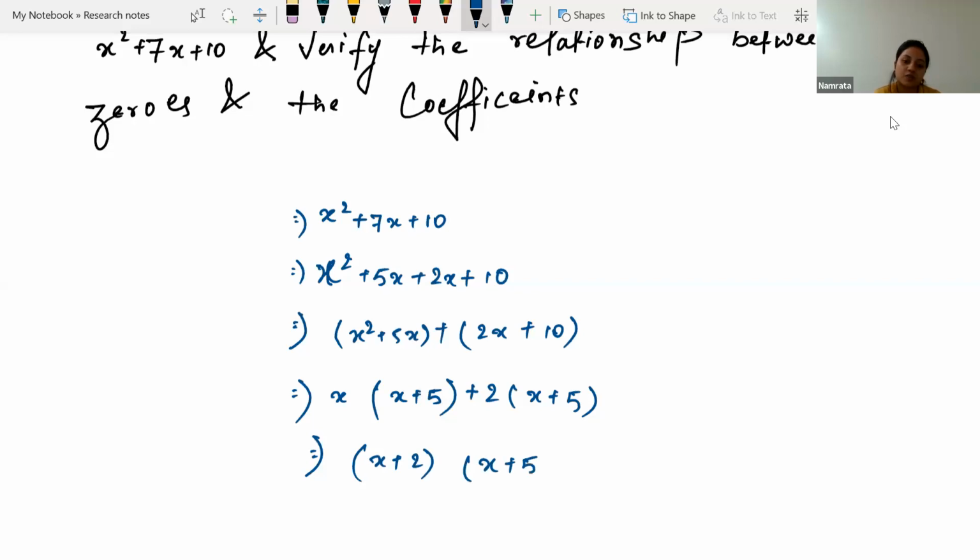So what are the zeros which we are getting from here? Minus 2 and minus 5. Exactly. Negative 2 and negative 5. We always get the zero when we write the given polynomial equal to 0. That gives such a value of the variable which will make the polynomial 0. So we got here negative 2 and negative 5.